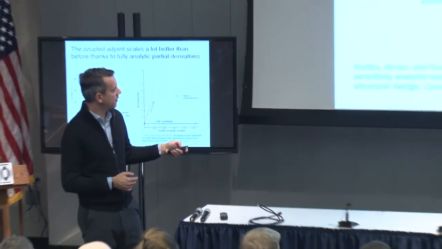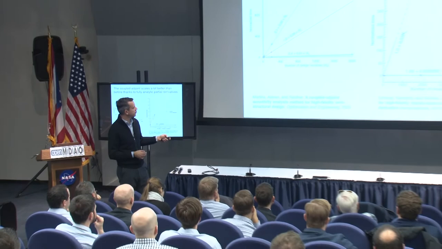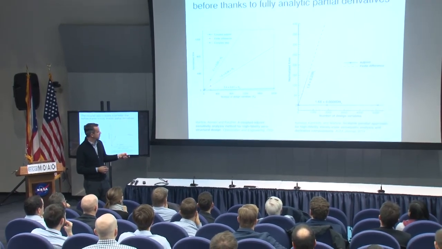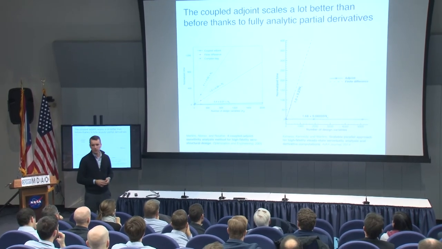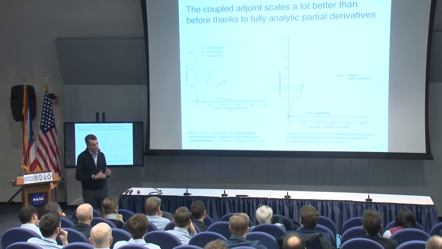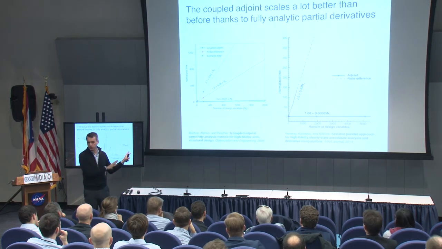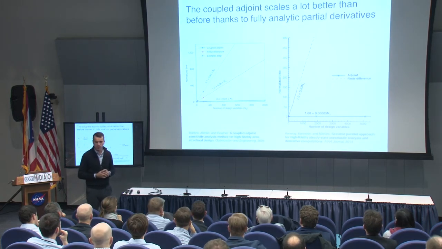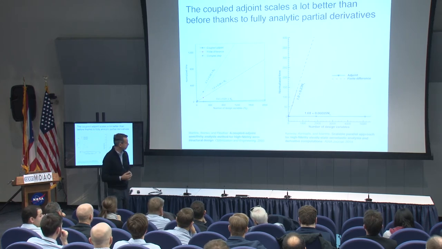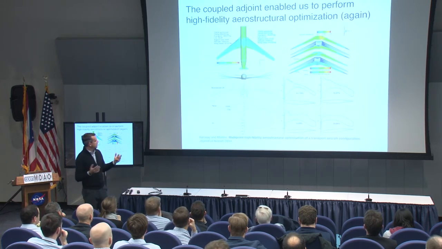After Gaten's implementation of the coupled adjoint, I really saw a big difference in the upfront cost as well as the scalability with the number of design variables, practically flat. But one key thing that's not shown in this plot is the scalability with the number of coupling variables, the coupling variables between the structures and the aerodynamics. So this is one of the optimizations that this enabled.